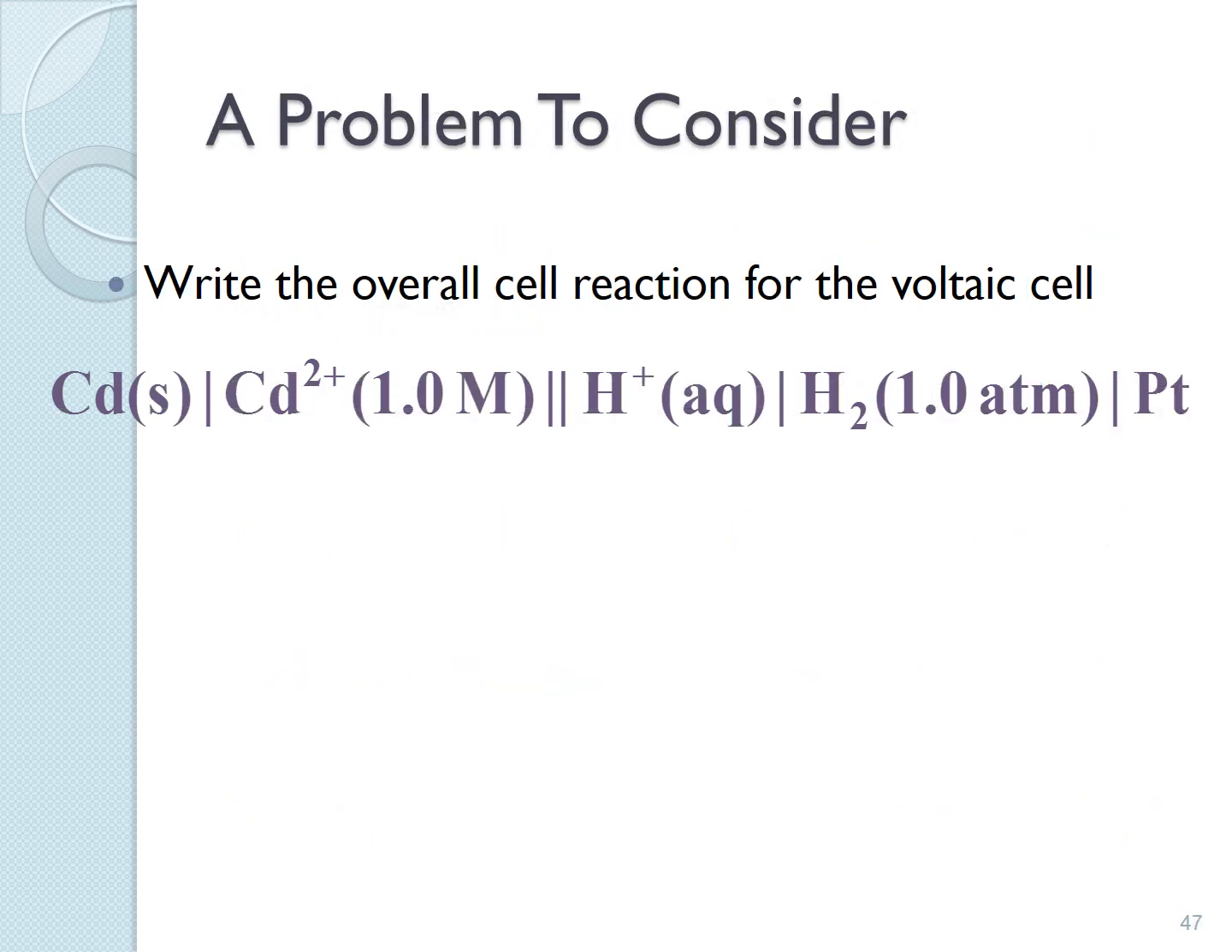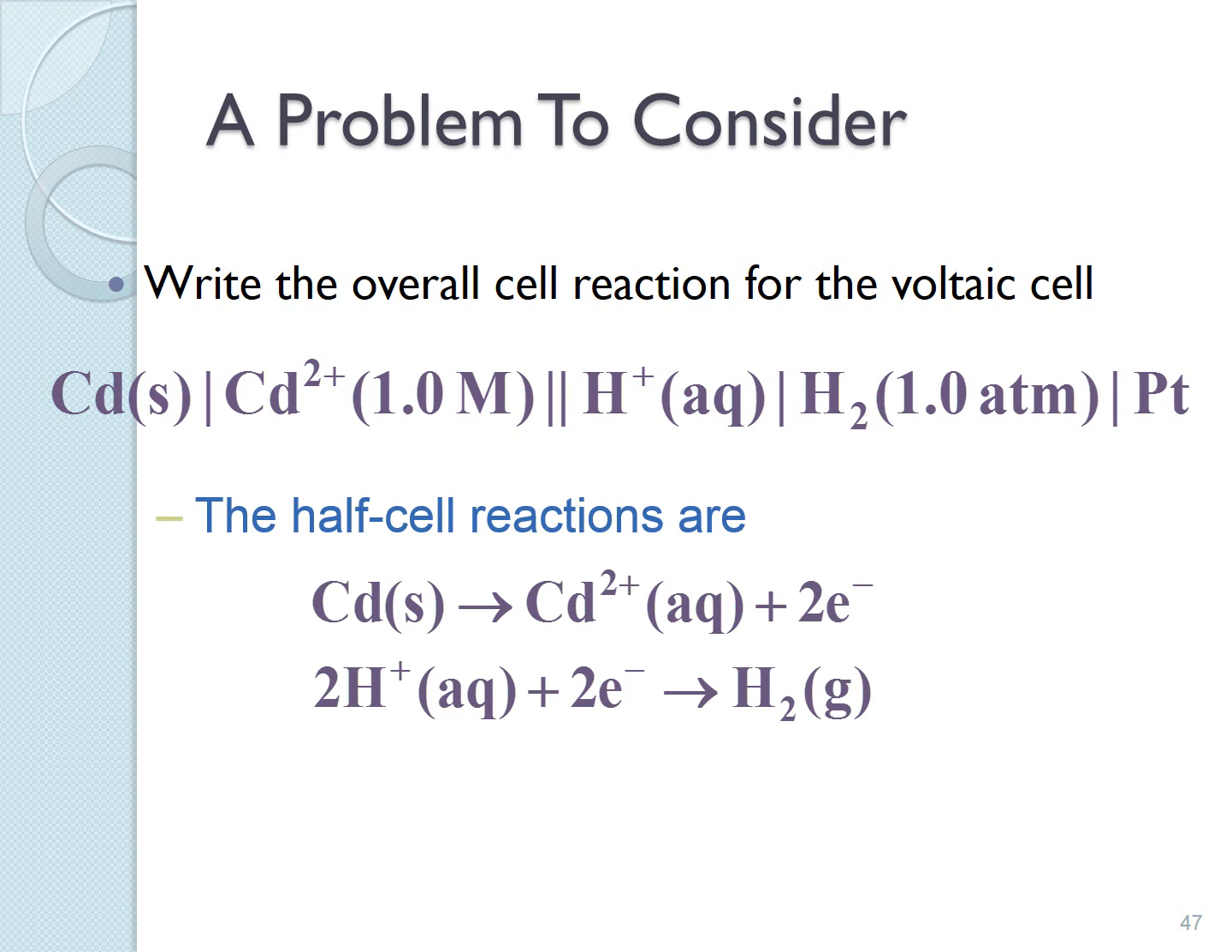Let's just do an example. Write the overall cell reaction for this voltaic cell. So we have cadmium going to cadmium 2 plus. Since it's on the left, that's our anode. It's telling us it's 1 molar solution. So this is oxidation, anode on the left. And then we have hydrogen ion becoming hydrogen gas. This is the cathode on the right, so that's reduction.